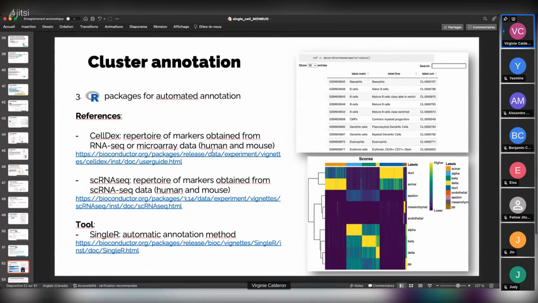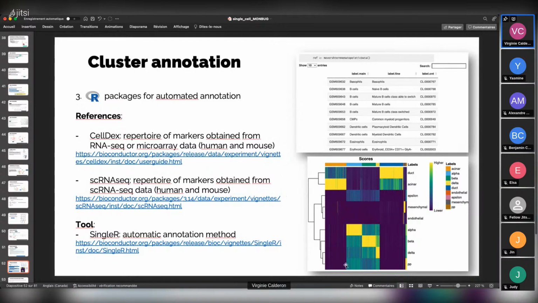Some of them have a finer annotation. For example, in the Novershtern hematopoietic data here, you have the GO number and the main label, which is a general annotation, and sometimes you have a more precise annotation, so you can have naive or mature B cells. So you can search for the population you're looking for, and if it's in the dataset, it's a good idea to use it to predict this in your datasets.